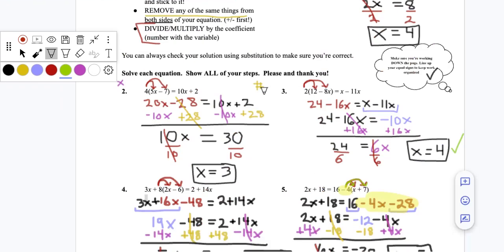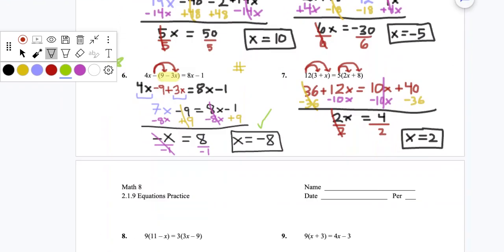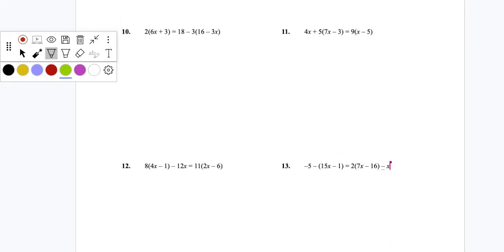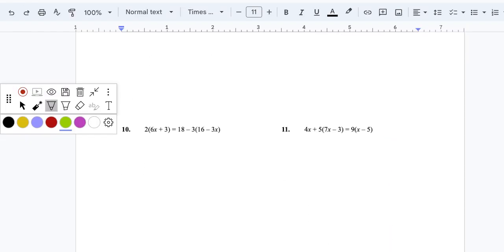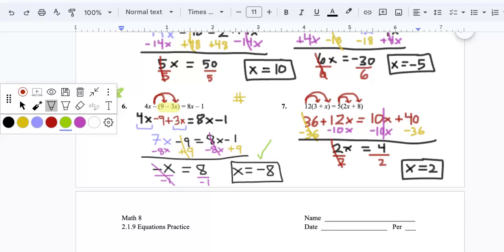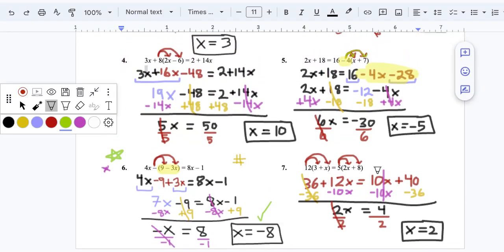All right. So if you have the back side of your page, you're going to want to solve number 8 through 13 on your own. Try your best. But if you have this side only, that is where we're going to stop. All right, amazing student. Good job.